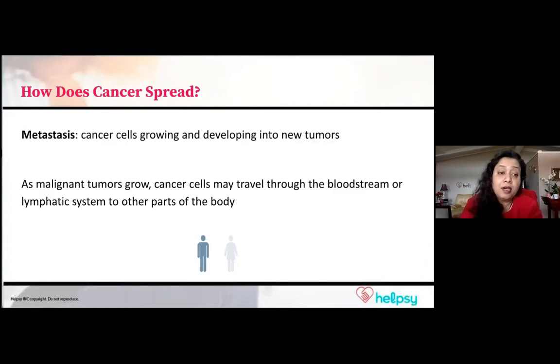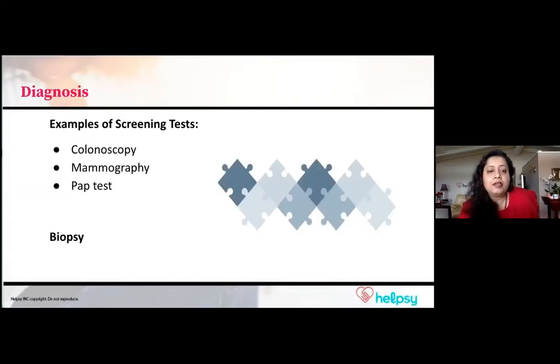Now, you might have heard the word metastatic. Is my cancer spread? Is it metastatic? Metastatic means that the cancer cells have been growing and they've been developing new tumors. Metastasis means that the cell is traveling to another part of the body. That's metastatic. Now, there are many different ways that cancer is diagnosed based on the kind of cancer that is suspected. There are different tests that are done.